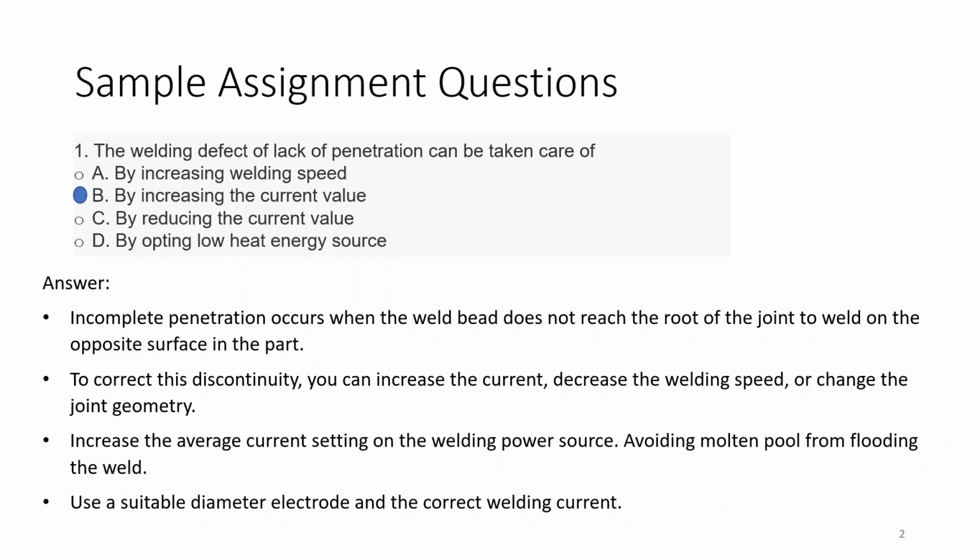Increasing welding speed will have an adverse effect on the penetration of the material into the weld. Incomplete penetration occurs when the weld bead does not reach the root of the joint of the weld on the opposite surface of the part. To correct this, you can increase the current, decrease the welding speed, or change the joint geometry.